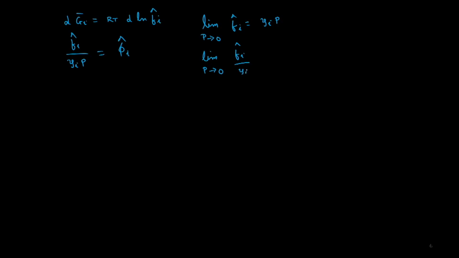One is dGi bar is RT d ln Fi hat, and Fi hat over yiP is what we are calling phi hat. And in addition, limit of P going to 0, Fi hat is yiP, or limit of P going to 0, Fi hat over yiP is limit P going to 0, phi hat for the fugacity coefficient, and this value is 1, right? So the fugacity coefficient of a species at the zero pressure limit is going to be 1.